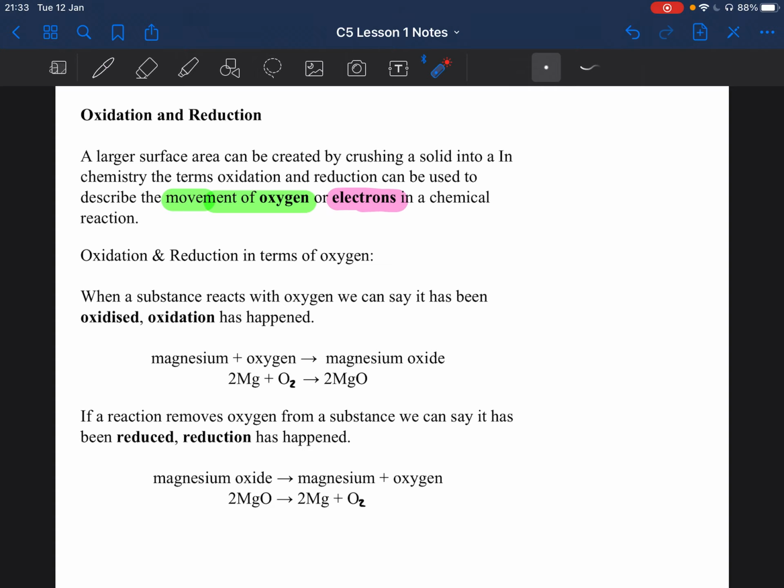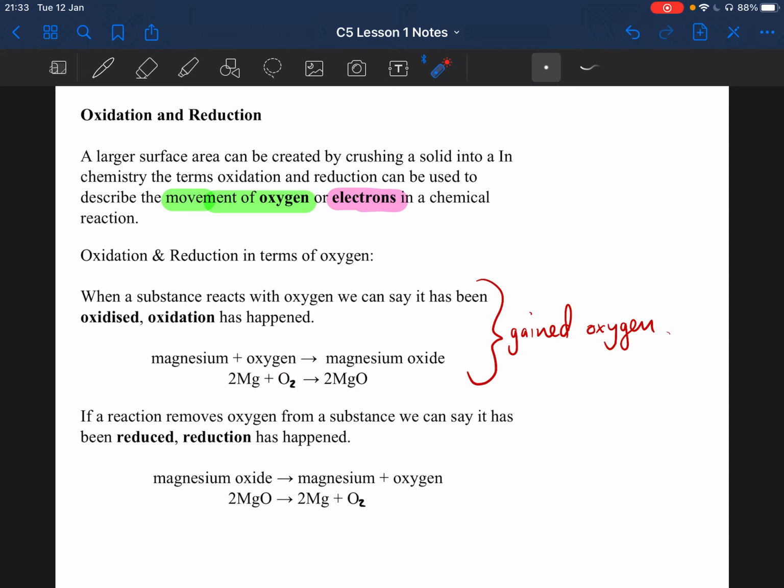So if we look at what we've got down here, oxidation and reduction in terms of oxygen movement. When a substance reacts with oxygen, we can see it has been oxidized and oxidation has happened. When we're talking about this, what we actually mean is it's gained oxygen. Oxygen has been added. So if you look at this reaction right here, magnesium plus oxygen makes magnesium oxide. We are physically adding oxygen to it.